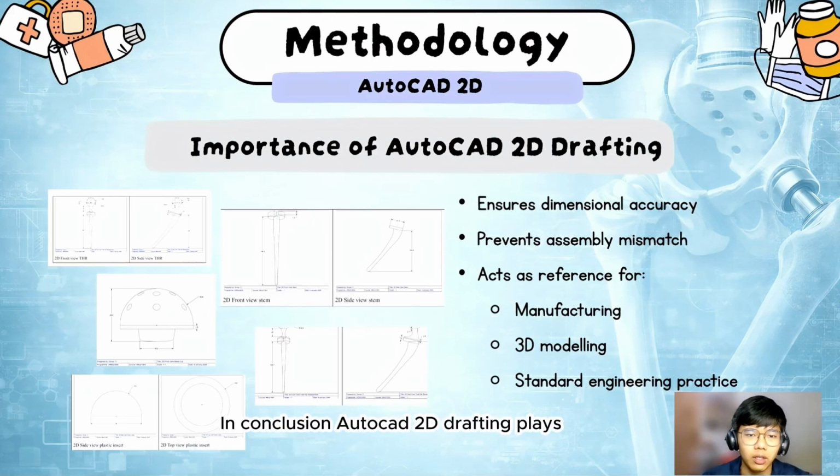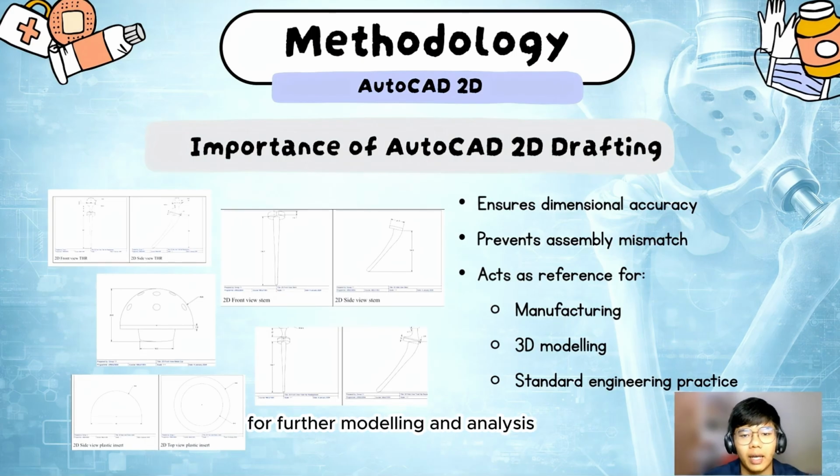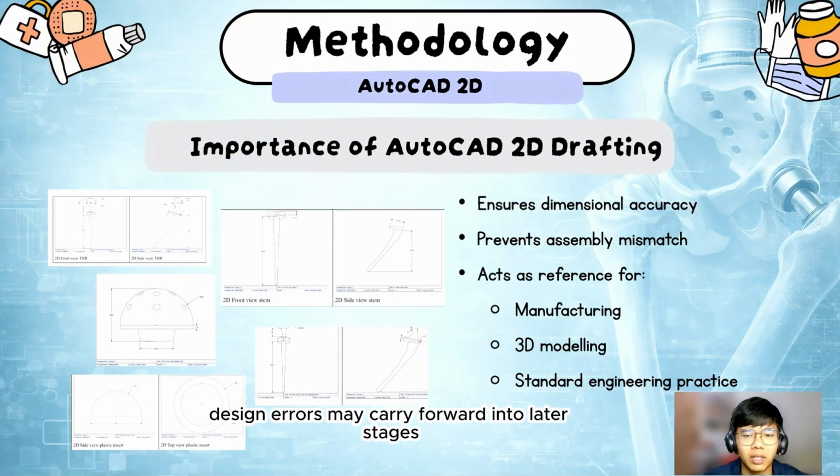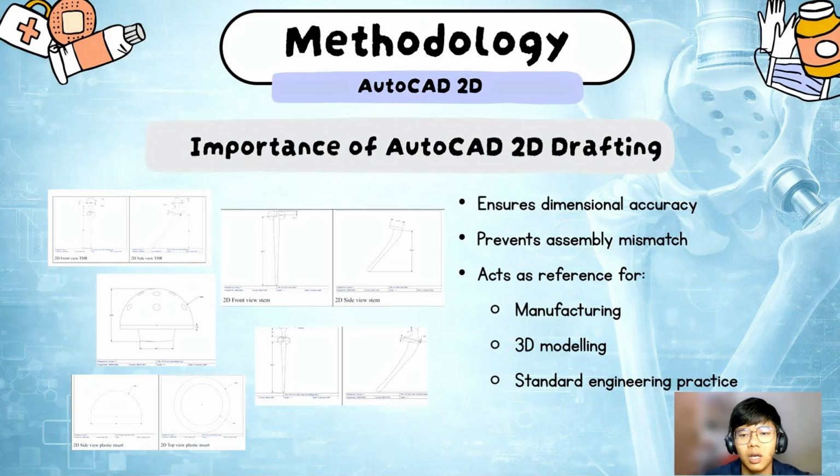In conclusion, AutoCAD 2D drawing plays a crucial role in implant design. It ensures dimensional accuracy, prevents assembly errors, and serves as a solid foundation for further modeling and analysis. Without precise 2D drawings, design errors may carry forward into later stages, potentially affecting implant performance and patient safety.